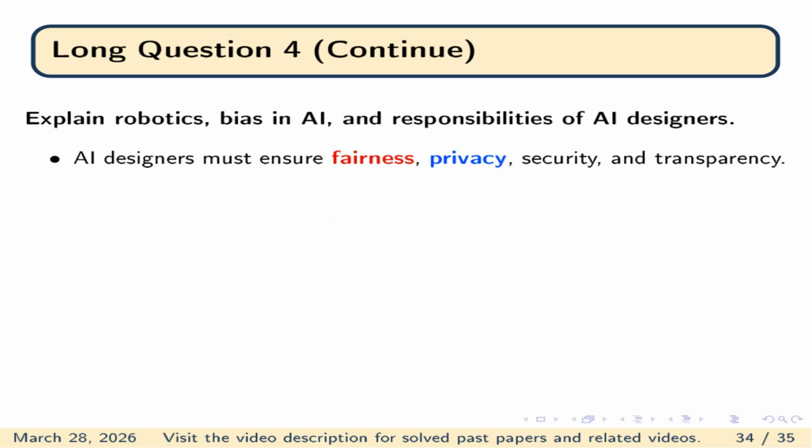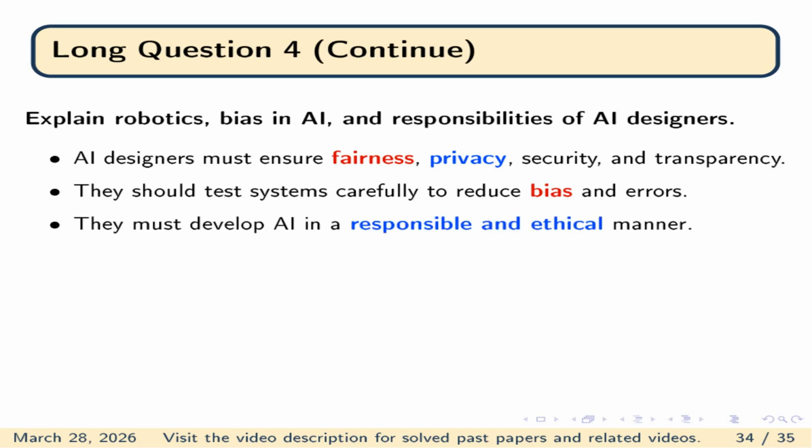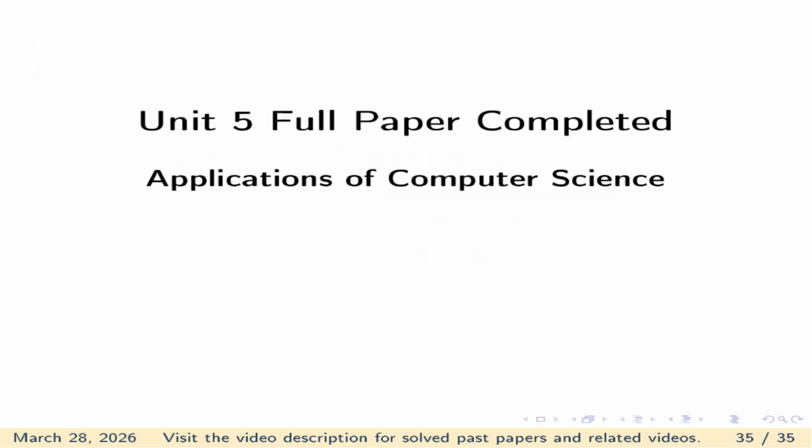AI designers must ensure fairness, privacy, security, and transparency. They should test systems carefully to reduce bias and errors. They must develop AI in a responsible and ethical manner. This helps protect users and build trust in AI systems.